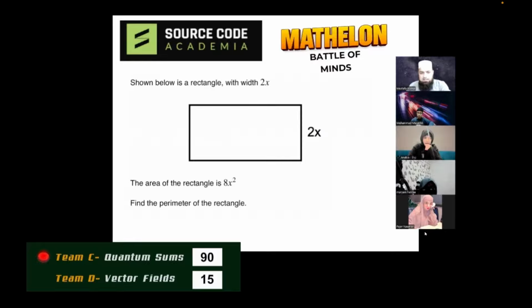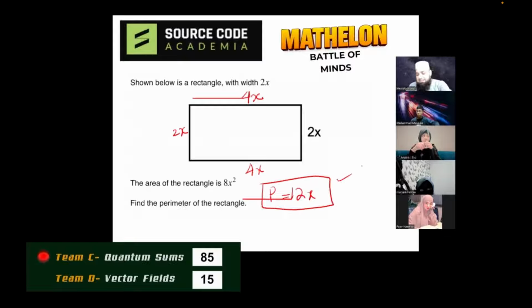4x. One student can tell the answer from Team C. 6x plus 4. Okay, that is the incorrect answer. The width is 2x and the length is obviously 4x, so the perimeter is 4x plus 4x, which is 8x, and 2x plus 2x, which is 4x, equal to 12x. So the perimeter of this shape is 12x. Your answer is considered wrong.